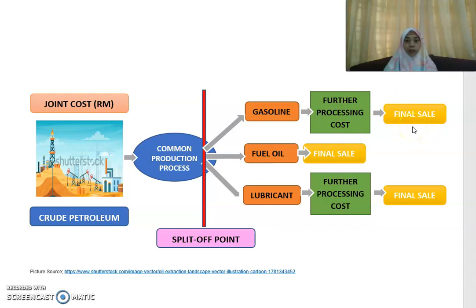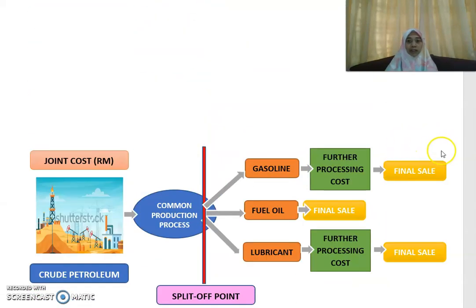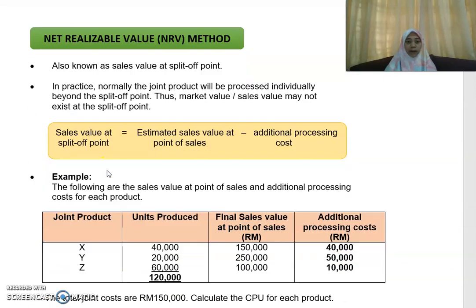So what you need to do is work out how much is the sales value at the split off point, or known as the net realizable value. That will be your final sales value minus any further processing cost that you incur. Then you will get your sales value here. So that is what you are doing here. The sales value at the split off point will be the estimated sales value at point of sales, that means your final sales value minus any further processing cost that you incur. So you will have your sales value at the split off point.